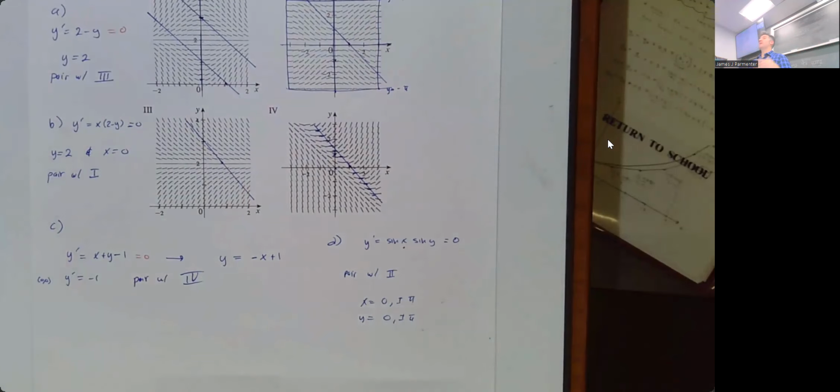So that's what I like to think about when I'm trying to match a direction field to an equation: set the equation equal to 0 and try to find what lines or curves make that true. It's a very guess-and-check kind of thing. It's not an exact process every time, but it usually works pretty well.